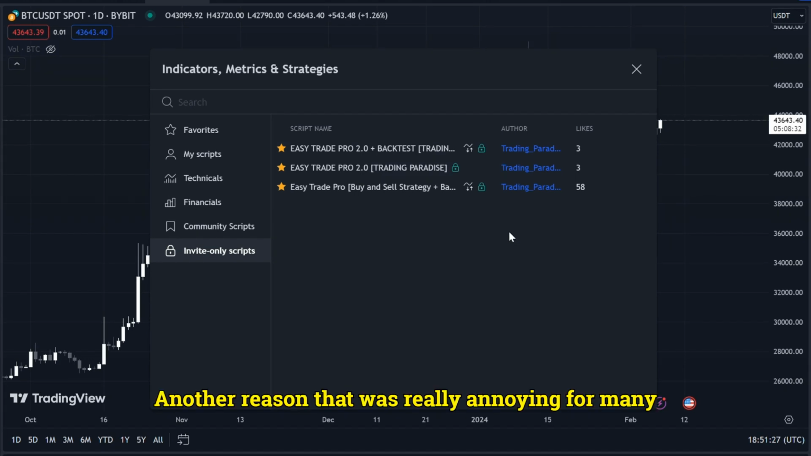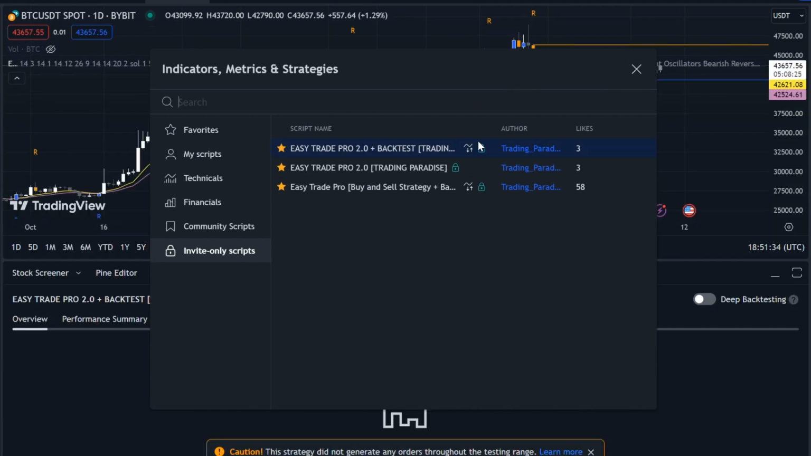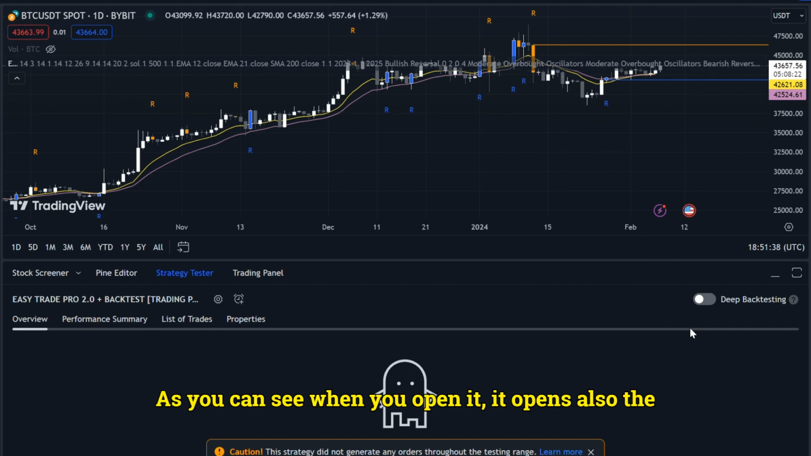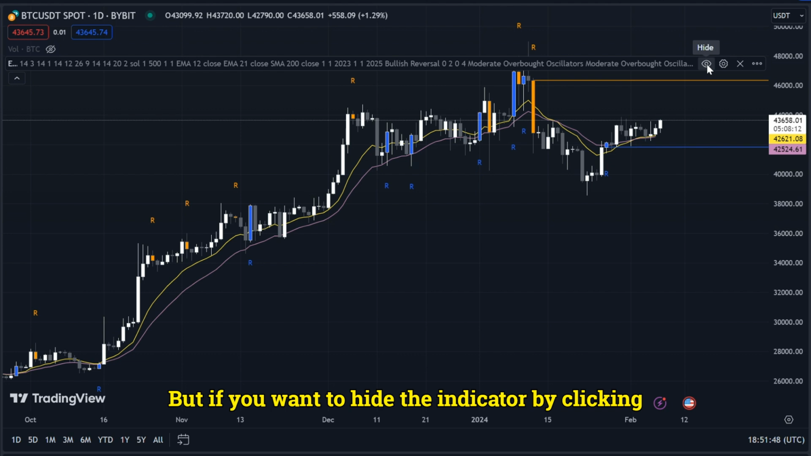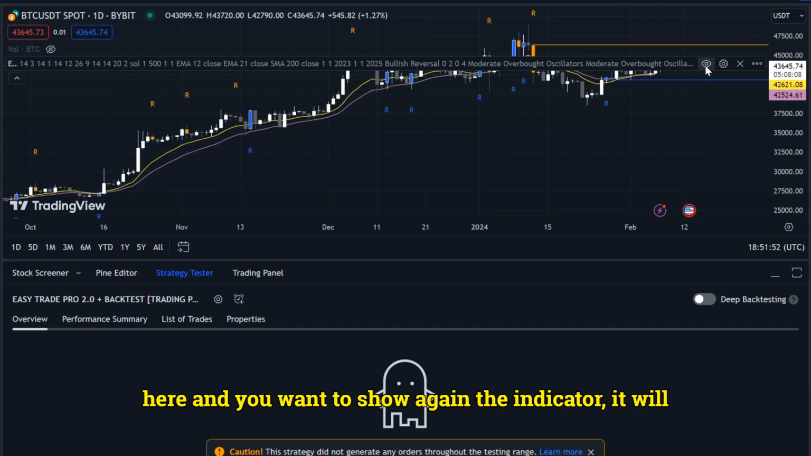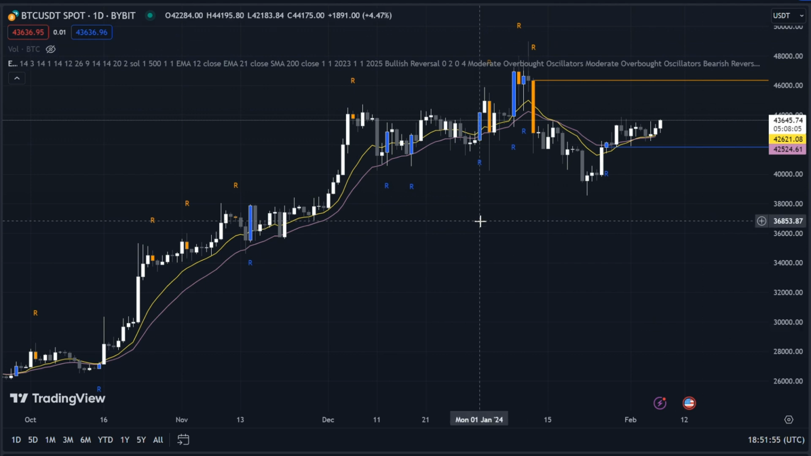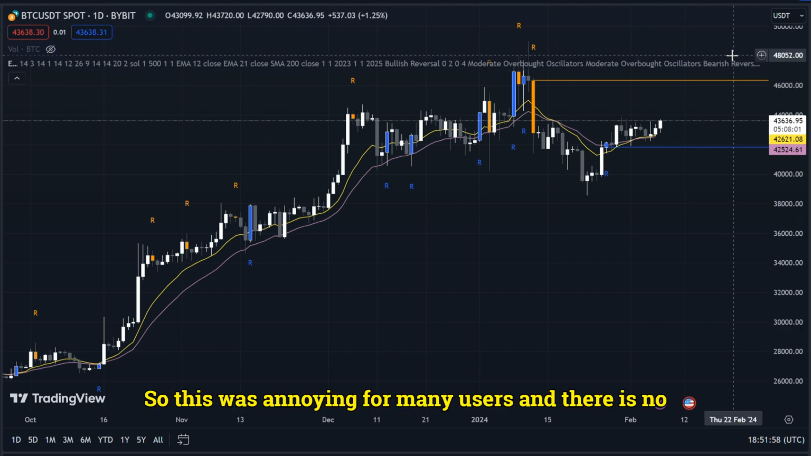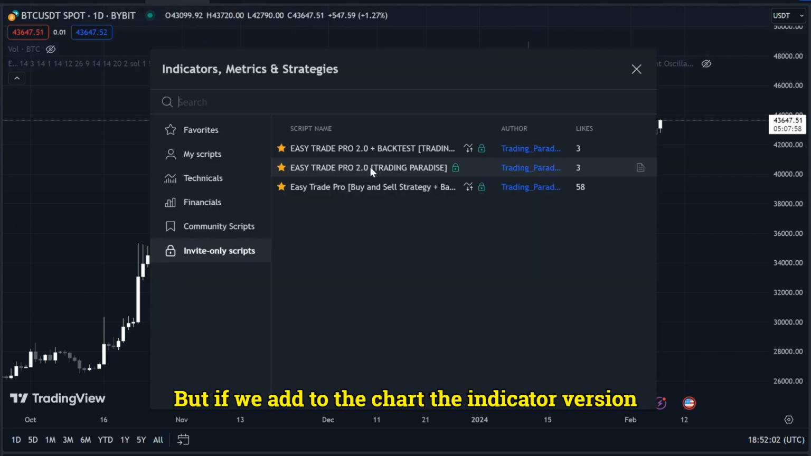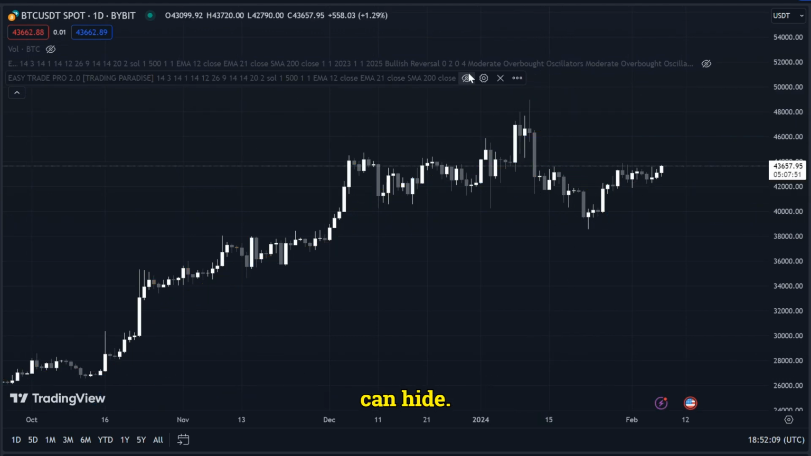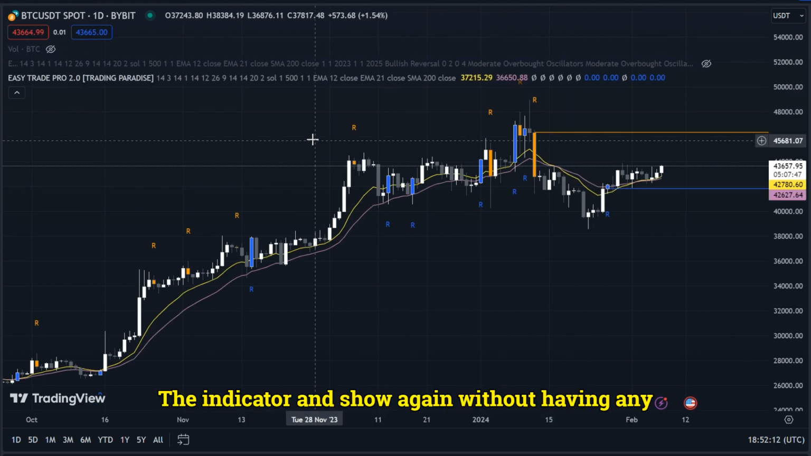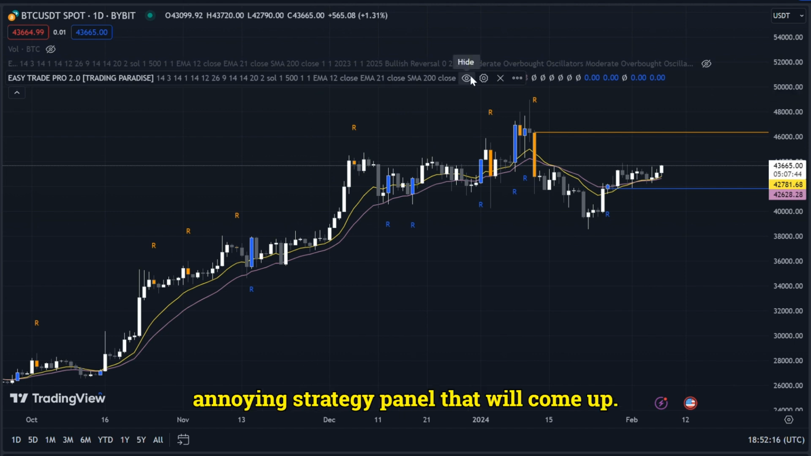Another reason that was really annoying for many users was this one. I'm gonna show you. Let's add the indicator with the backtest. As you can see, when you open it, it also opens the strategy tester panel, so you have to hide it. And if you hide the indicator by clicking here and then want to show the indicator again, it will open the panel again. This was annoying for many users, and there is no possibility to change it. But if we add to the chart the indicator version without the backtesting system, you can hide the indicator and show it again without any annoying strategy panel coming up.